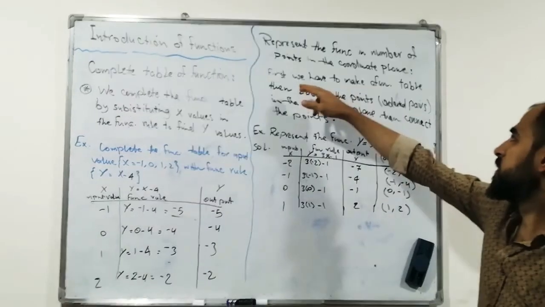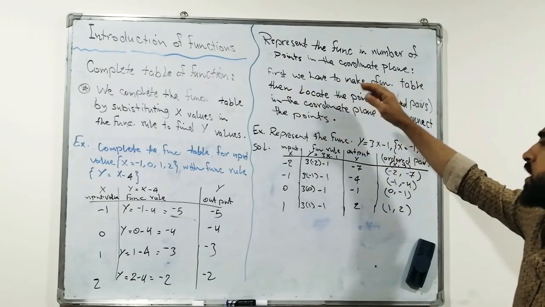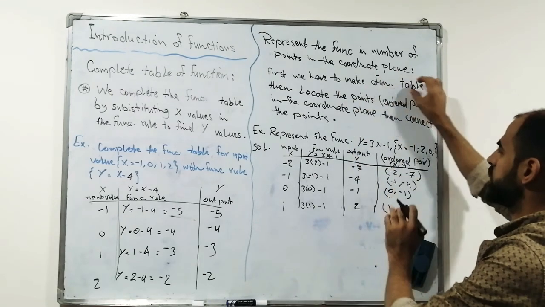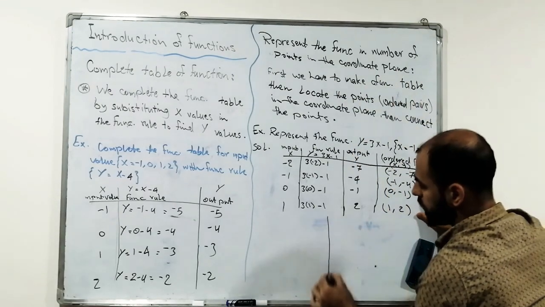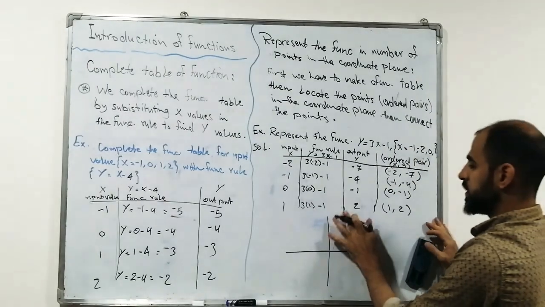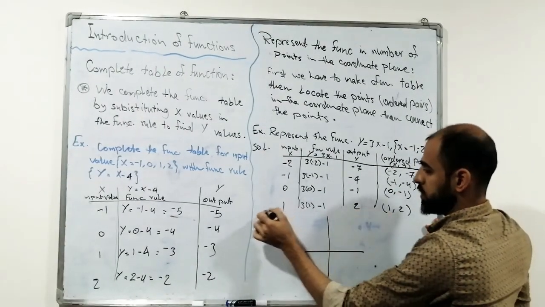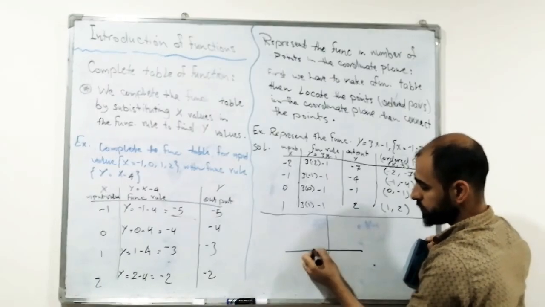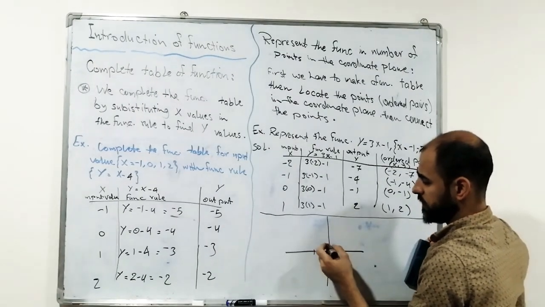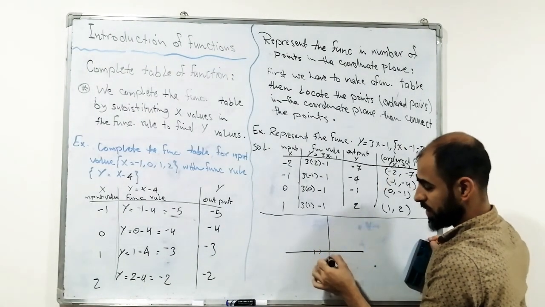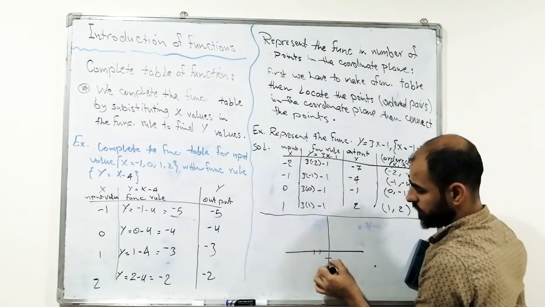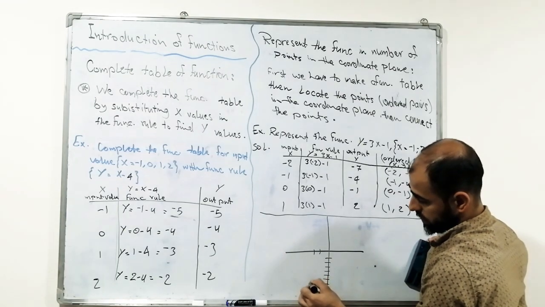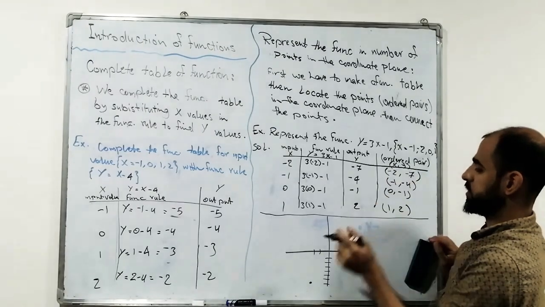Now, the first step is to make the ordered pairs. Then locate the points, which are the ordered pairs, in the coordinate plane. We know previously how to determine the ordered pair in the coordinate plane. The first ordered pair is minus 2, minus 7. x is minus 2, so we go to the left. y is minus 7, so we go downward for 7 steps. 1, 2, 3, 4, 5, 6, 7. This is the location of minus 2, minus 7.